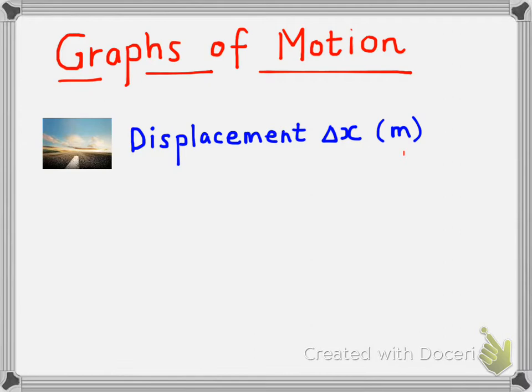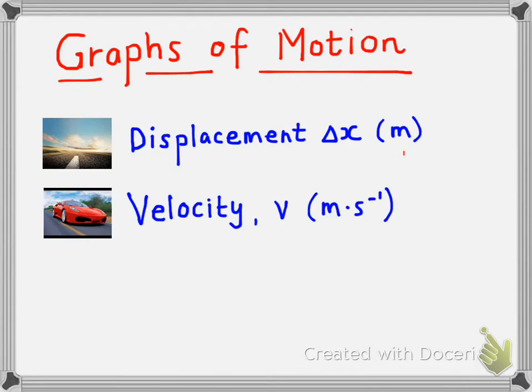Remember, displacement is a vector quantity, distance is the scalar quantity, and displacement relates to your change in position over time. It's given the abbreviation delta x if the displacement's in the horizontal direction, or delta y if it's in the vertical direction. And of course, displacement is measured in meters.